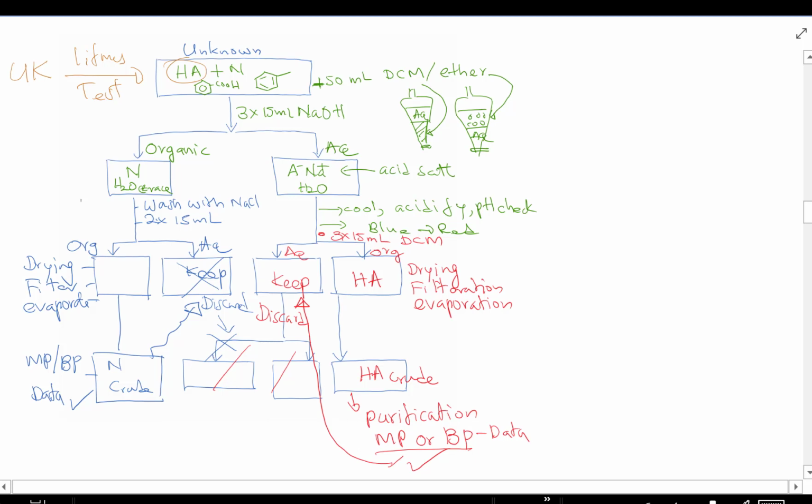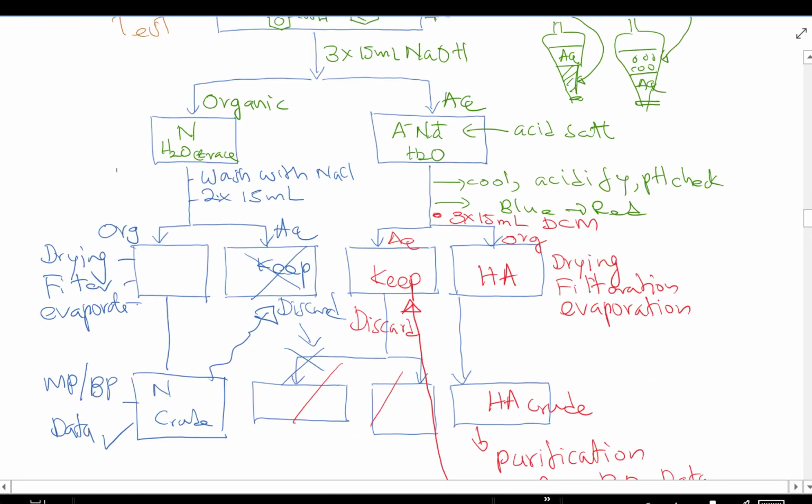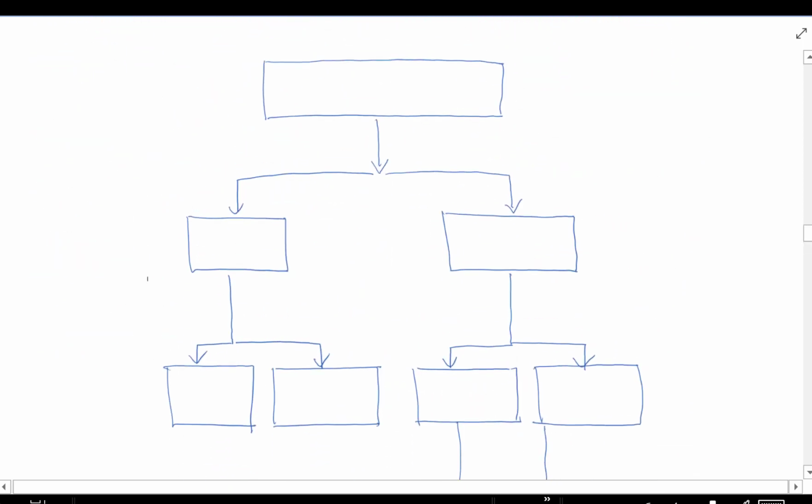Okay, so we can do another one with the base and a neutral. So let's say you're told, then it's easier, right? If you're not told what it is, then you have to do the litmus test initially to figure out whether it's an acid or a base. Okay, so let's get started here. A blank flowchart, so it's easier. So let's say in this case you have neutral and the base.